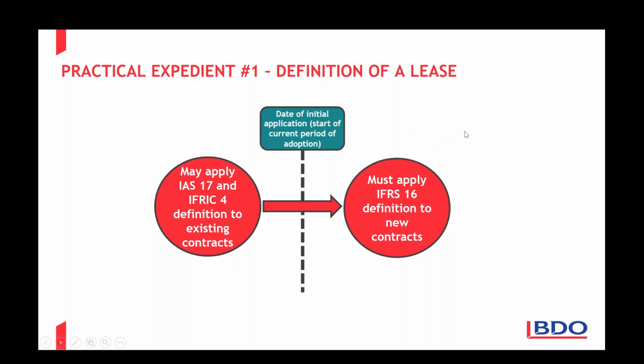And it is that currently you would have applied AASB 117 or IAS 17 and interpretation 4 to decide whether your current contracts would be leases or contain leases or not. And now at the date of initial application, or that start of the current period of adoption, there's a new definition of leases. And what they're saying is, we're happy for you as a practical expedient to not reconsider whether a contract is a lease or not, but that you continue with your existing classification and determination. So that's a big one.